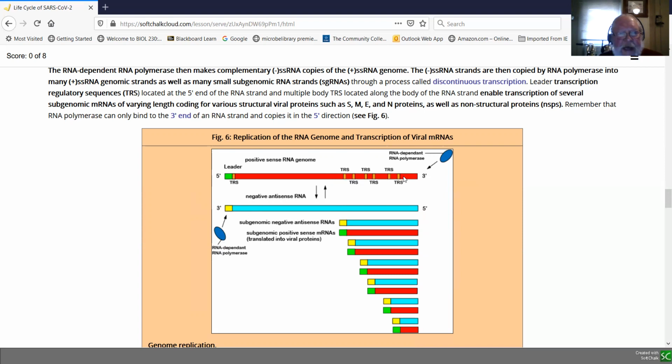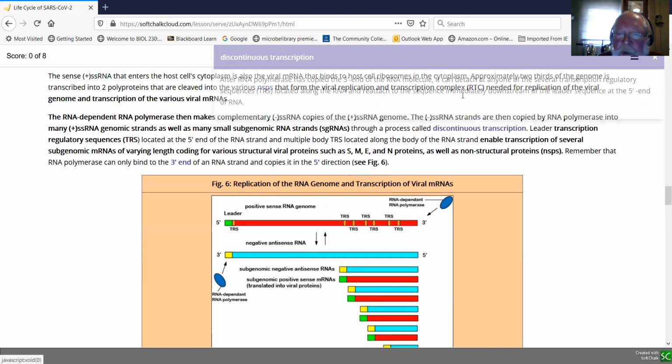But also the virus has to make a number of structural proteins and non-structural proteins. The structural proteins, again, become part of the virus, like the S, M, E, and N proteins, as well as the non-structural proteins that play roles in the virus being able to replicate. And the way it can do this is through kind of a strange process called discontinuous transcription.